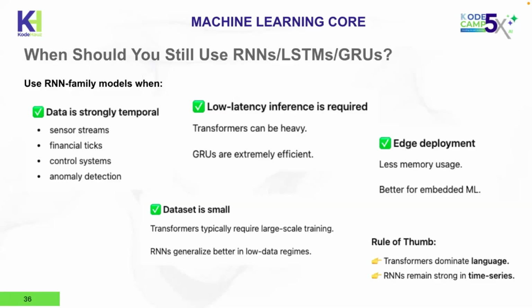Then there is edge deployment. If you want to deploy your models on edge devices, like phones, devices that have low compute capacity, low power, or run on batteries and so on, transformers can consume a lot of power and require a lot of memory. So it's better for you to use RNNs. It's better for embedded machine learning.